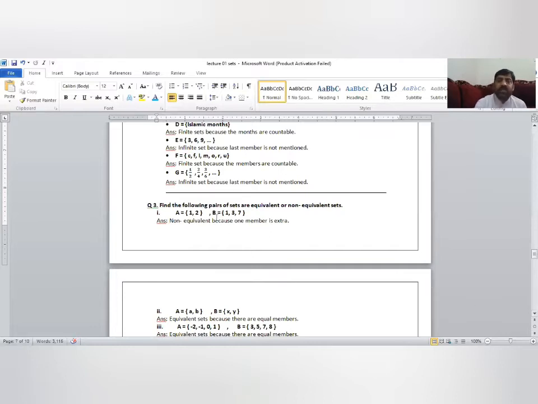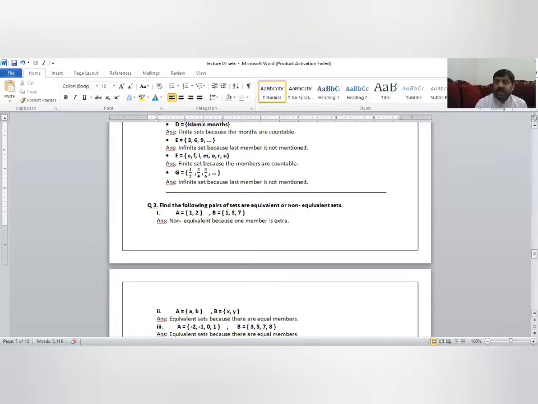Dear students, here is the pair of two sets. In the first set A, we have 2 elements, but in the second set B, we have 3 elements. So the first consists of 2 elements and the second consists of 3 elements. That is why a difference of 1 element exists, which makes them non-equivalent.